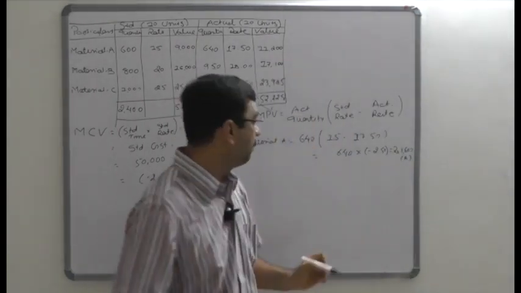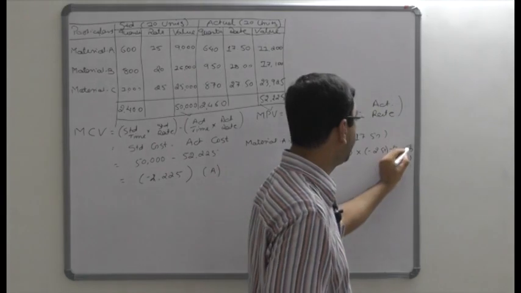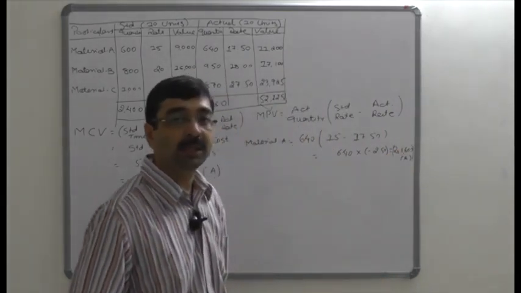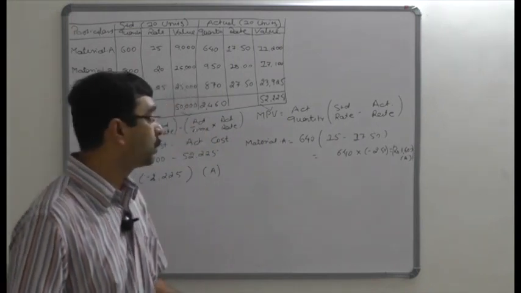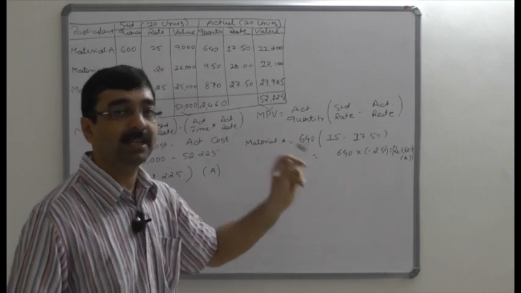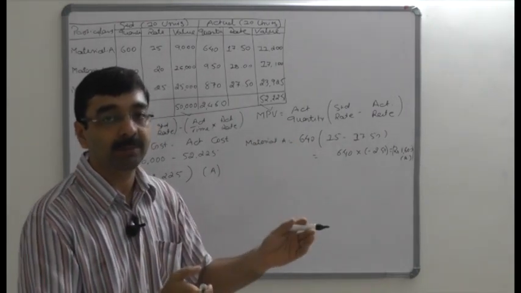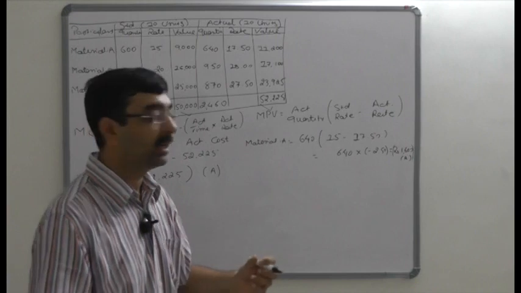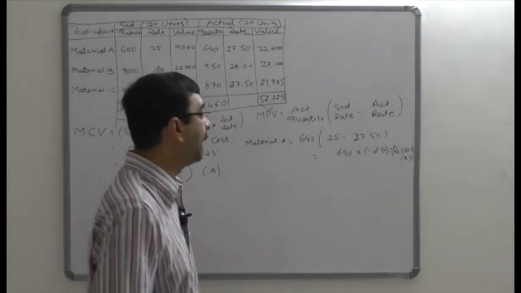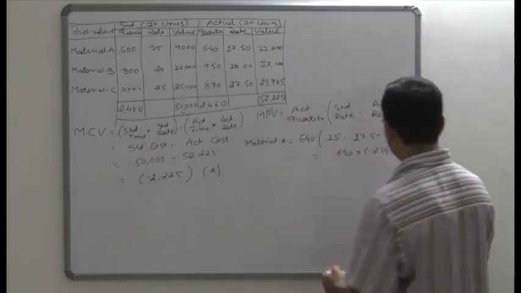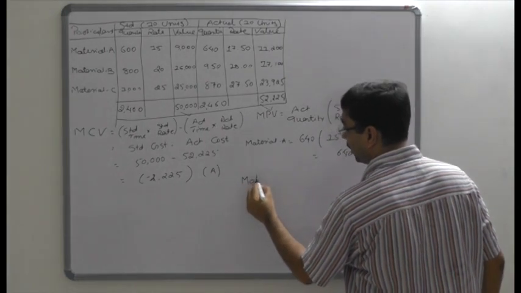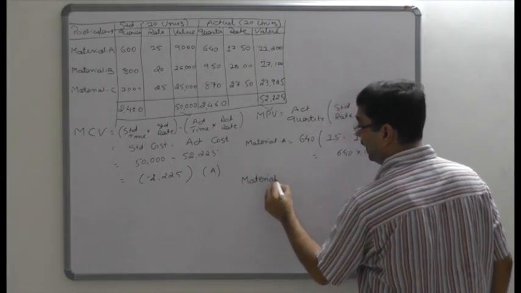Why is it adverse? Because it comes out negative, a minus answer. Your rate difference comes to minus 2.5, and this shows a negative situation where the standard rate is lower than the actual rate available in the market, and that's why in the case of material A, it's adverse. Now we'll see in the case of material B.